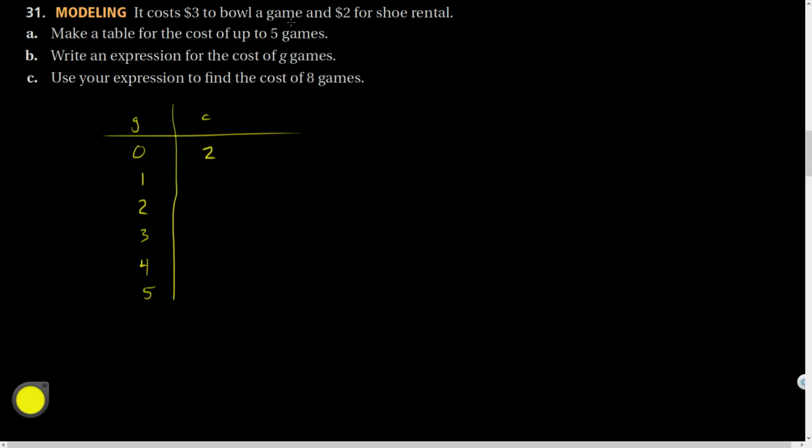Now it costs $3 to bowl a game. You could imagine that that is the same as each game or per game. So what am I going to do after I bowl 1 game? What's my total cost? I'm going to add 3 to it. Plus 3, so that's going to bring me to $5. Not 2 times 3, plus 3. And then 1 more game. How much is it going to cost me? $3 more. 5 plus 3 is 8. 8 plus 3 is 11. 14. I got 17 for 5 games. So for A, I would say 17.